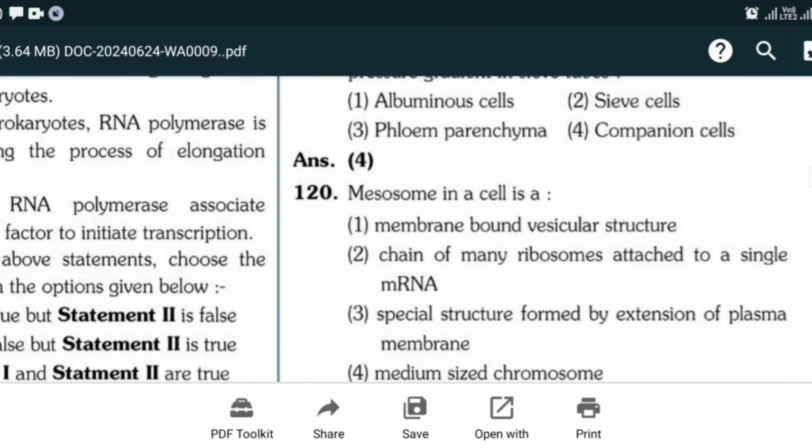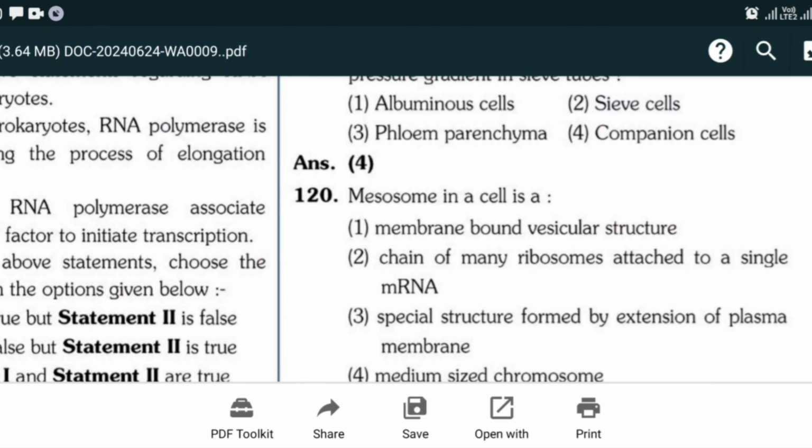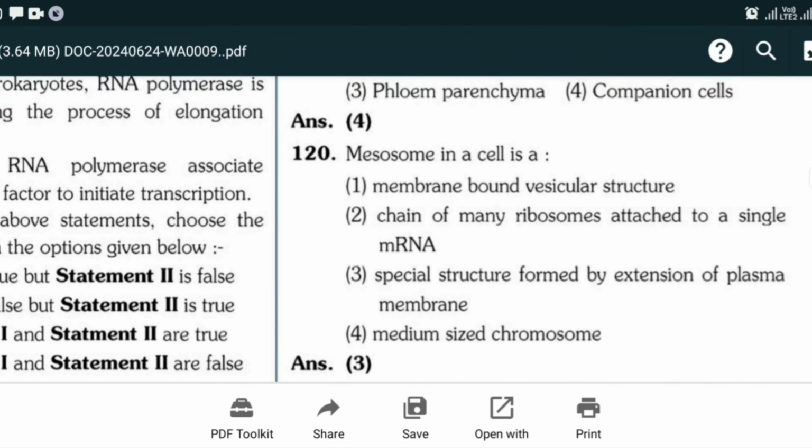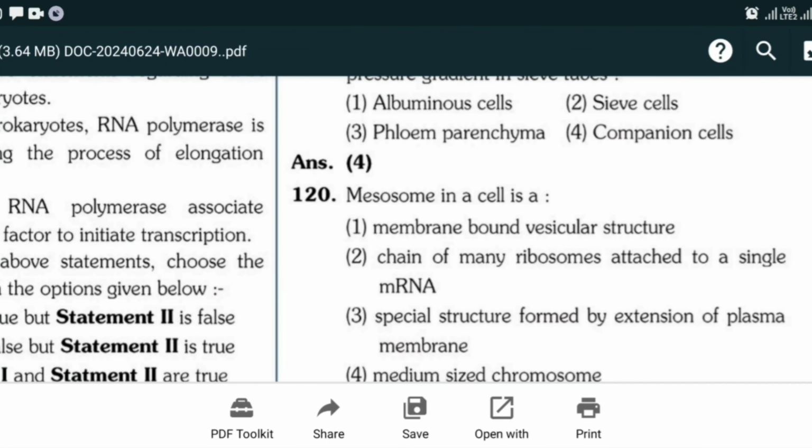Then next question. Mesosome in a cell is a... So mesosome, as we know, is one of the invaginations present in the bacterial cell. It is an invagination formed from the plasma membrane. So let us check the options here. Membrane bound vesicular structure.